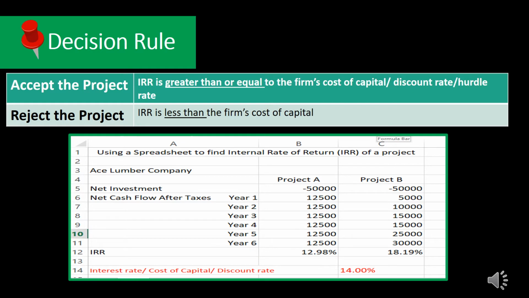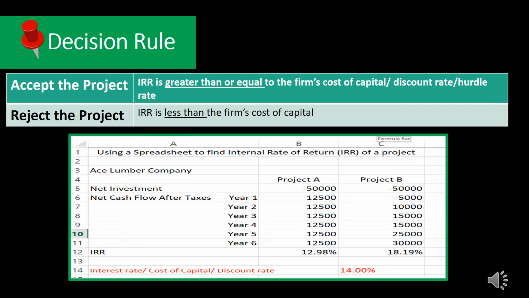The decision rule is this: accept the project when the IRR is greater than or equal to the firm's cost of capital, discount rate, or hurdle rate. The concept is this: any return greater than the hurdle rate tells us that the project or company earns more than what investors want as compensation. In short, an IRR higher than the cost of capital is better. Reject the project if the IRR is less than the firm's cost of capital.